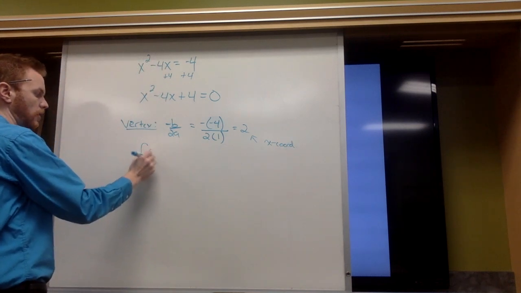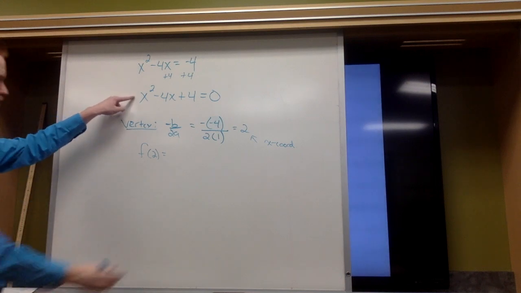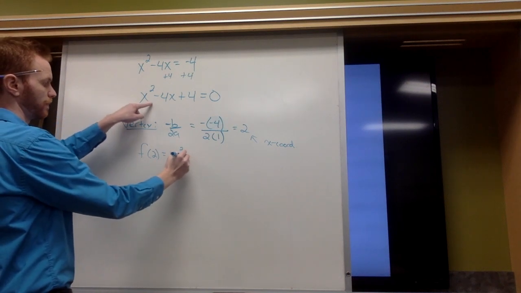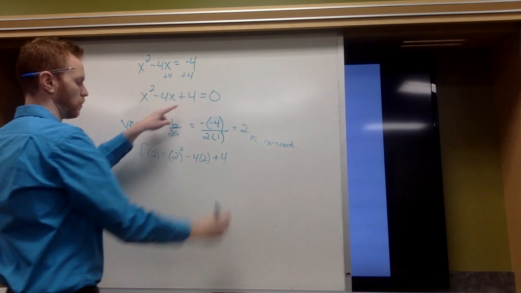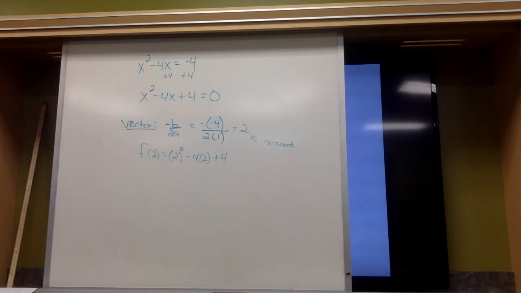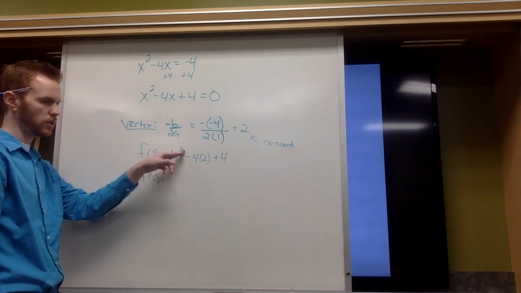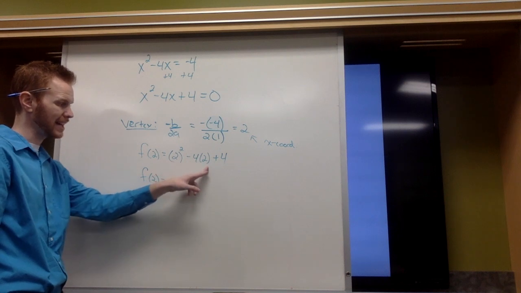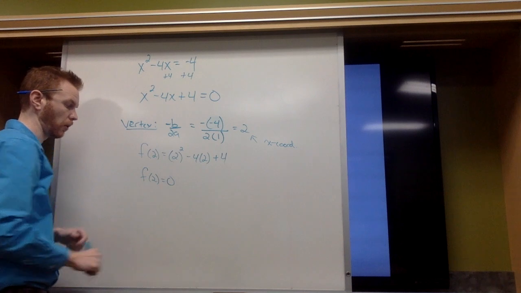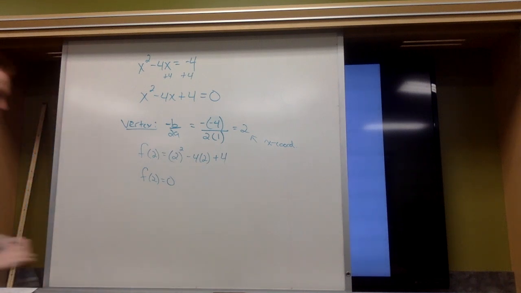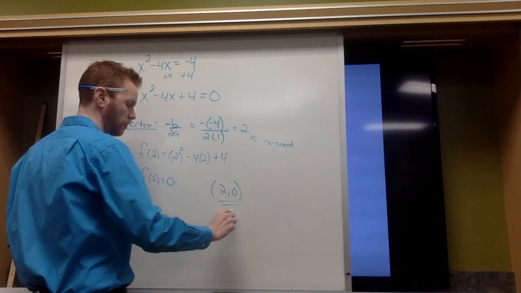Now, to find the y value, you just have to plug that back in. All right, let's see what we get. So we have 2 squared minus 4 times 2 plus 4. We'll substitute that. And let's see, 2 squared is 4, minus 8 is negative 4, plus 4 gives me 0. Therefore, my vertex has to be 2, 0. Here's my vertex.